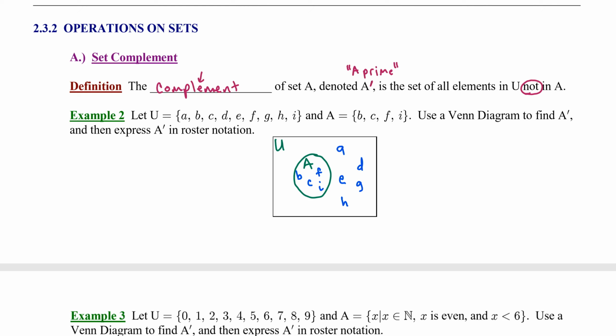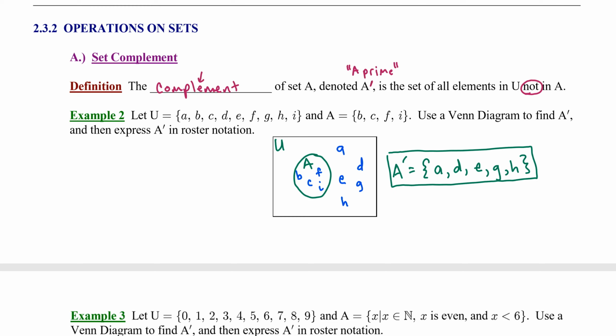Now that we have used this Venn diagram to visually organize the information, we can identify the elements in set A complement. Remember, A complement represents all of the elements in the universal set that are not in set A. Thus, we can list the elements in set A complement in roster notation as A, D, E, G, and H. So notice there I am identifying all of the elements in the universal set not in A. Complement always associates with opposites or not.